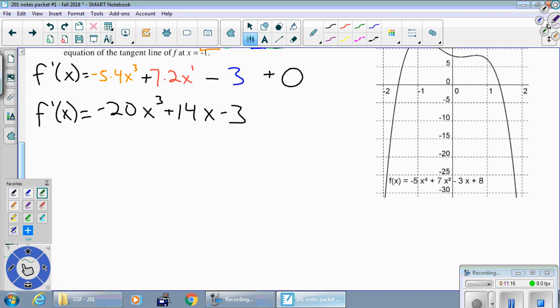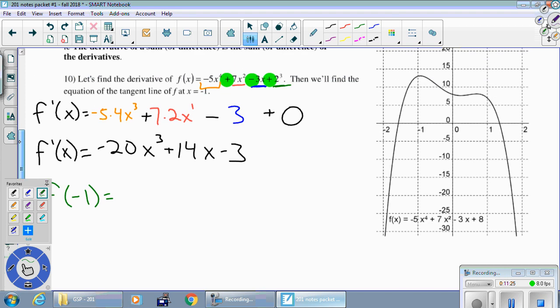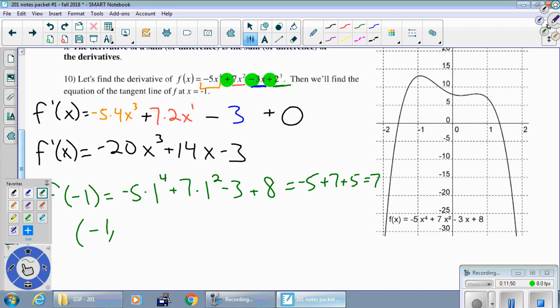Let's do the non-calculus thing first. I know that x equals 1 is what I'm focused on, and I want to find the y value. So we're just plugging x equals 1 into the original. Negative 5 times 1 to the 4 plus 7 times 1 squared minus 3 plus 2 to the third is just 8. Negative 5 plus 7 plus 5, I think it's 7. Okay, so that means that the coordinates of the point we're interested in are negative 1, comma 7. Negative 1, 7. And that does not look like it agrees with my picture.